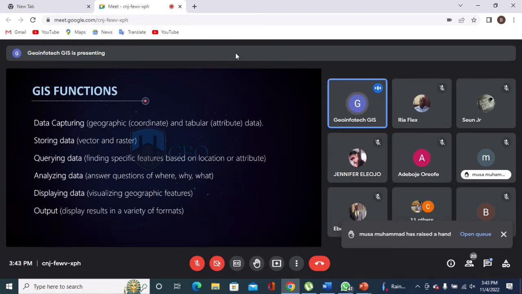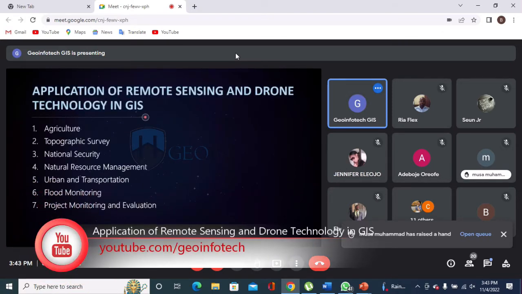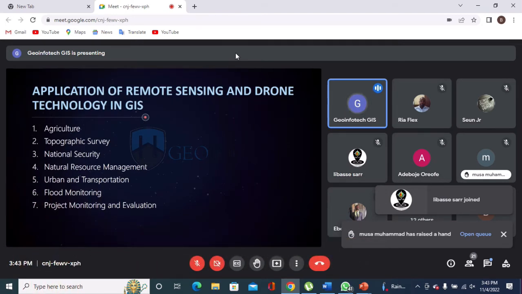All right. So the next thing is we'll be talking about how remote sensing data capture can be used in GIS for agriculture, for topographic survey, for national security, for natural resource management, urban and transportation, flood monitoring, and project monitoring and evaluation. Part of the thing we did for the Ministry of Transport was, I believe, we included this. We also included project monitoring and evaluation, and majorly that.